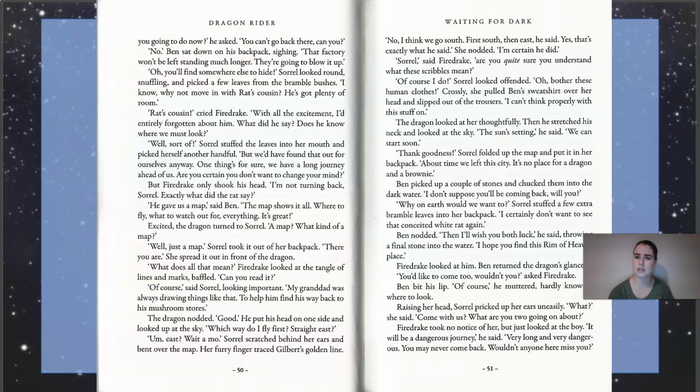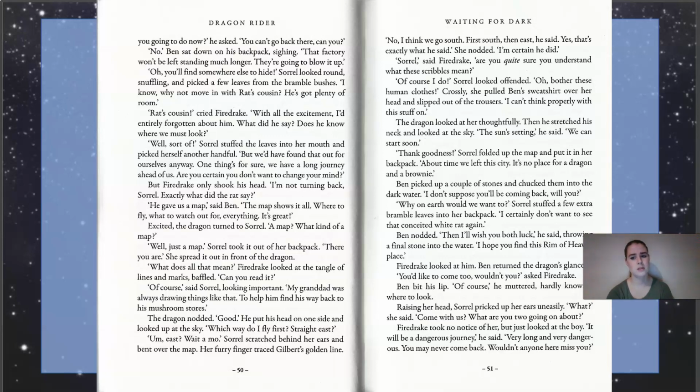Then he stretched his neck and looked at the sky. "The sun's setting," he said. "We can start soon." "Oh, thank goodness." Sorrel folded up the map and put it in her backpack. "Time we left this city. No place for a dragon and a brownie." Ben picked up a couple of stones and chucked them in the water.